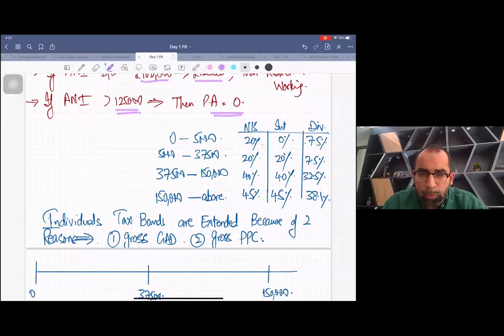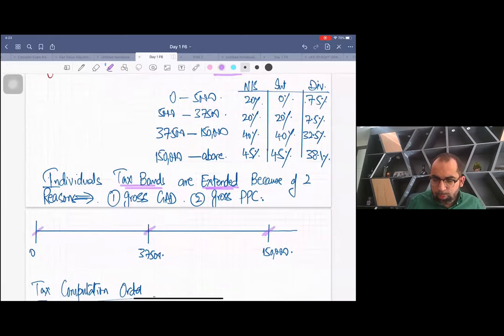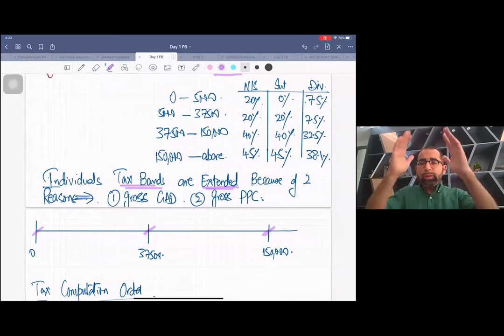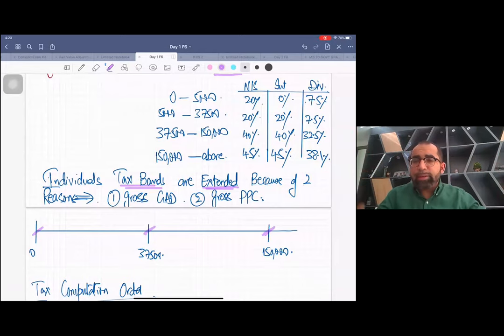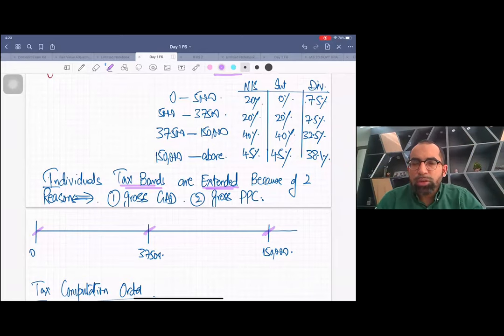Right now, you know individual tax bands. Normal bands are 0 to 37,500 and 37,500 to 150,000. But individual tax bands are extended because of two things. Listen, first of all, gross gift aid donation, and the second thing is gross PPC. Individual tax bands are stretched, extended because of these two reasons. Don't forget. So these bands are updated normally because of these things.